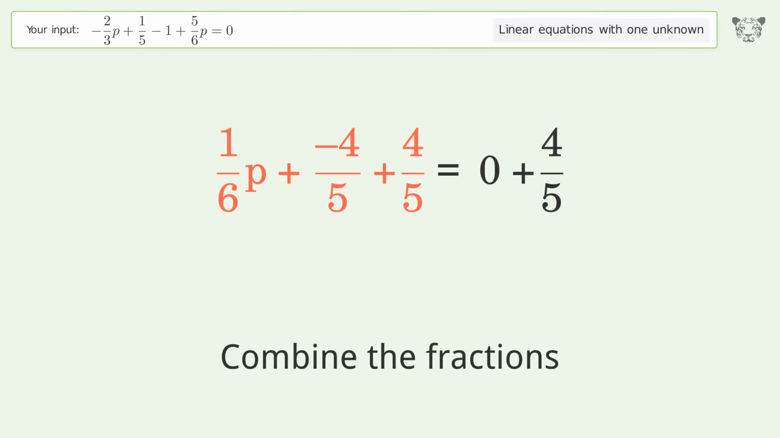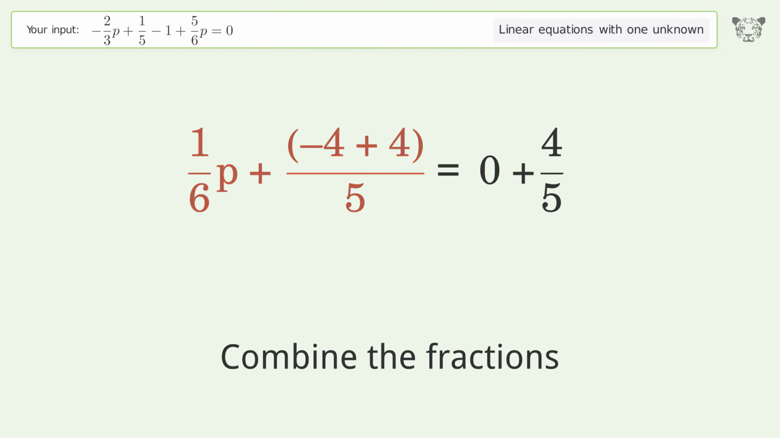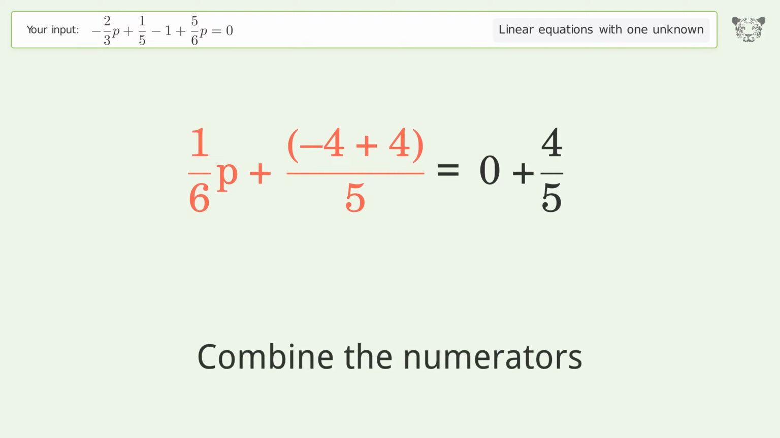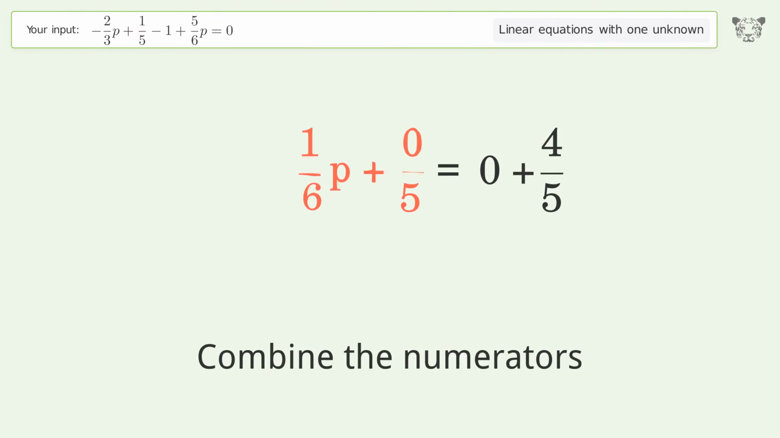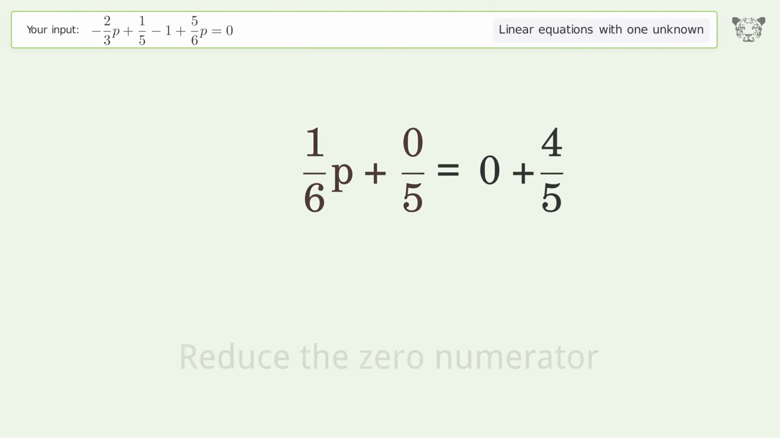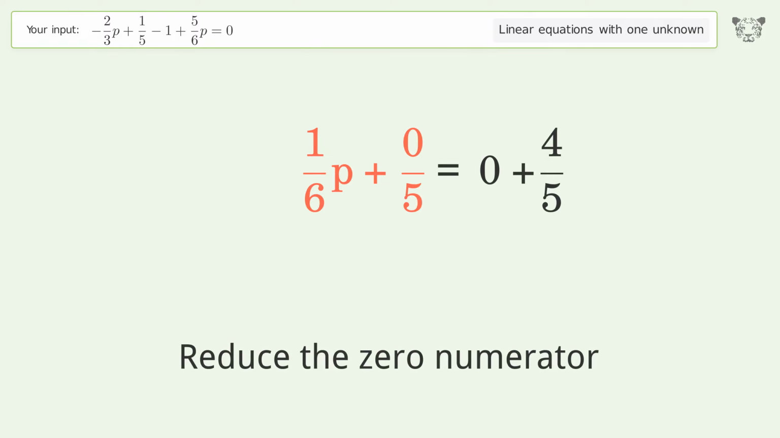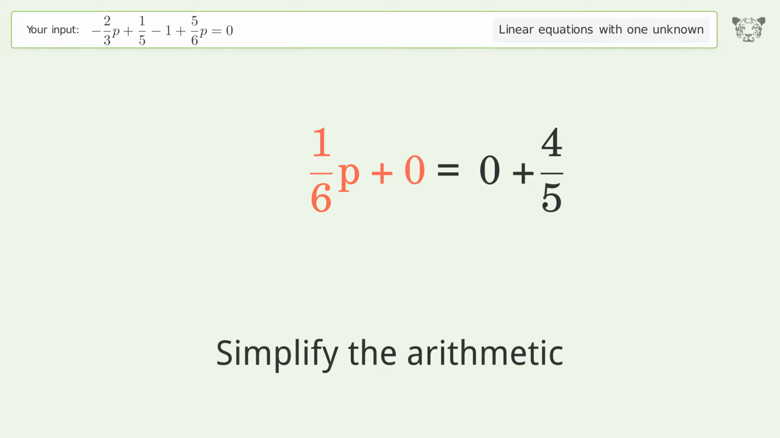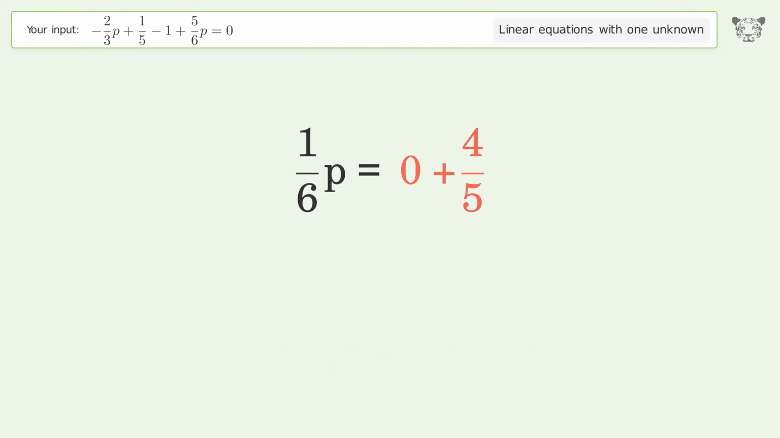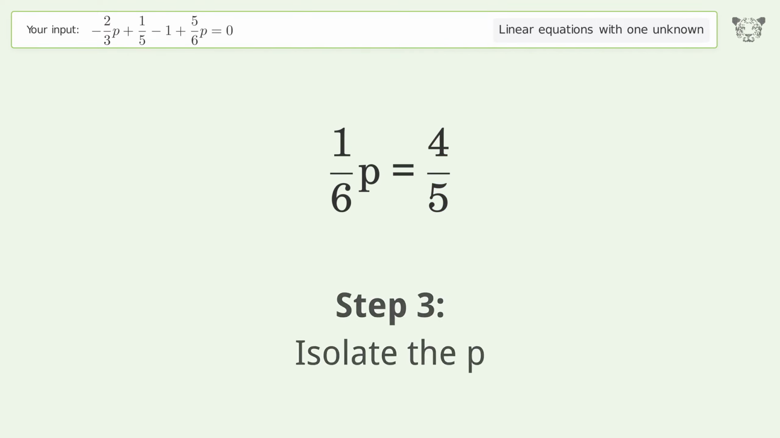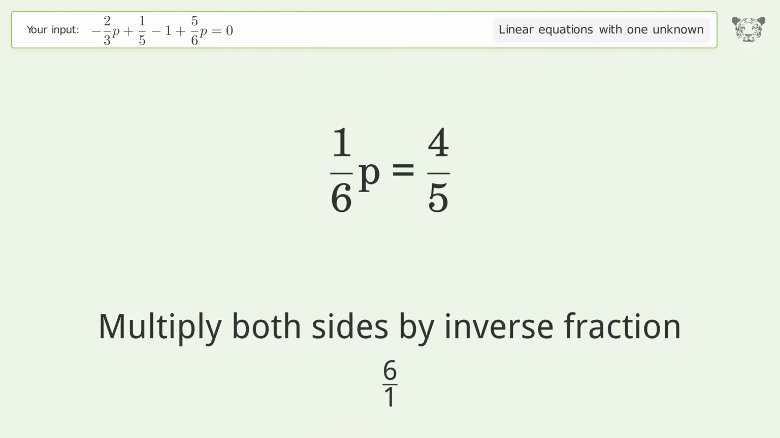Combine the fractions. Combine the numerators. Reduce the zero numerator. Simplify the arithmetic. Isolate the p. Multiply both sides by inverse fraction 6/1.